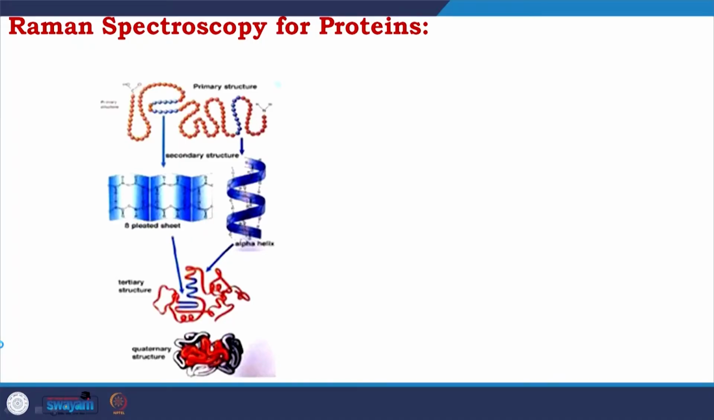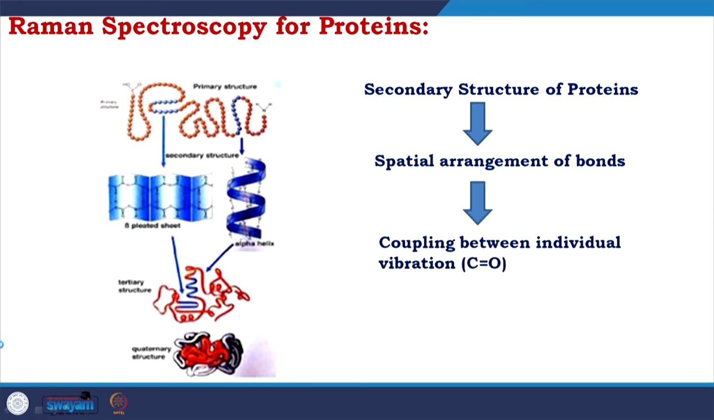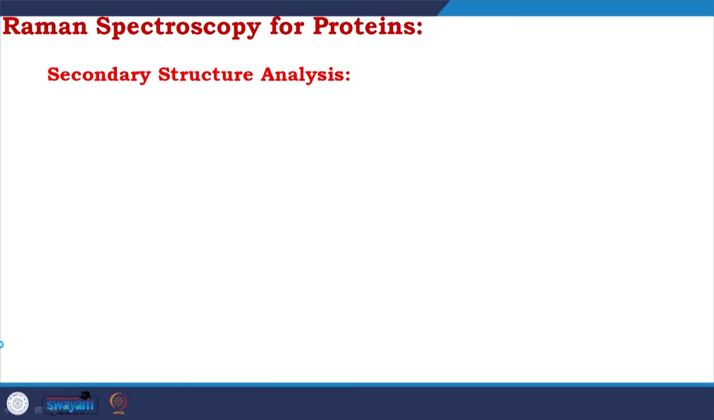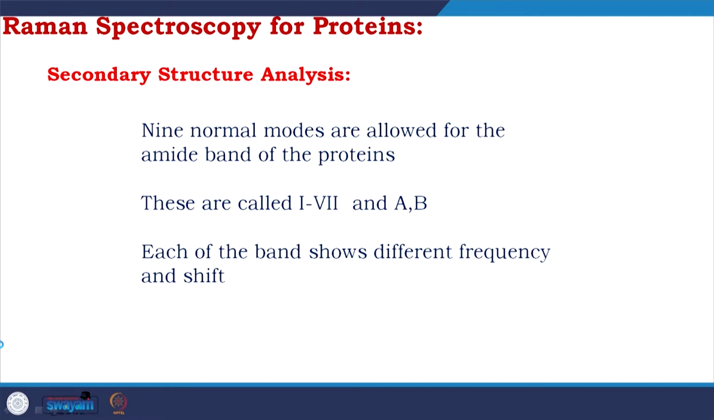Coming to what we are here for, Raman spectroscopy for protein, very relevant for this course. For the secondary structure of protein, you have the spatial arrangement of bonds, the amide bonds, and coupling between individual vibrations of CO and amide Raman bands. There are fingerprints of amide Raman bands. In secondary structure analysis, 9 normal modes are allowed for the amide band of the protein. These are called amide 1 to 7, A and B, the 9 amide bands. Each of the bands shows a different frequency and shift. This is because of stretching and bending.